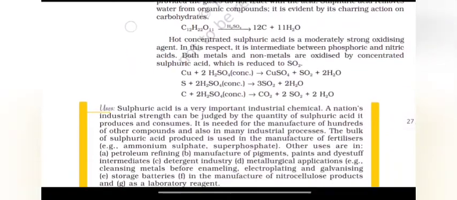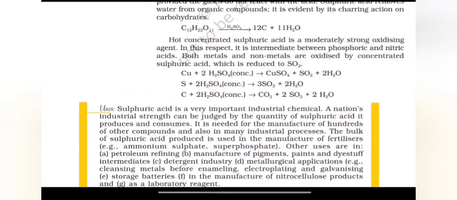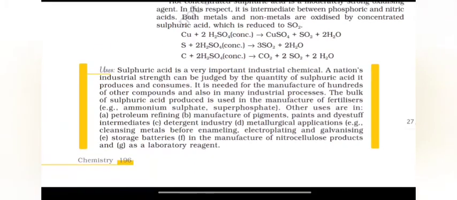Hot concentrated sulfuric acid is a moderately strong oxidizing agent. In this respect, it is intermediate between phosphoric and nitric acids. Both metals and nonmetals are oxidized by concentrated sulfuric acid, which is reduced to SO2. S plus 2H2SO4 gives 3SO2 plus 2H2O.